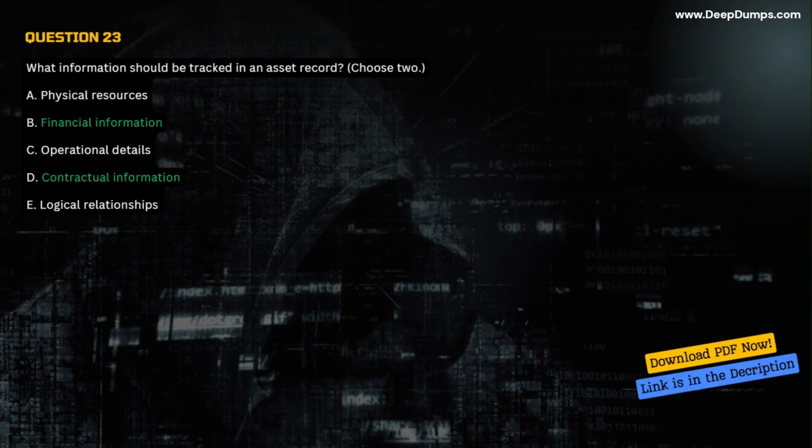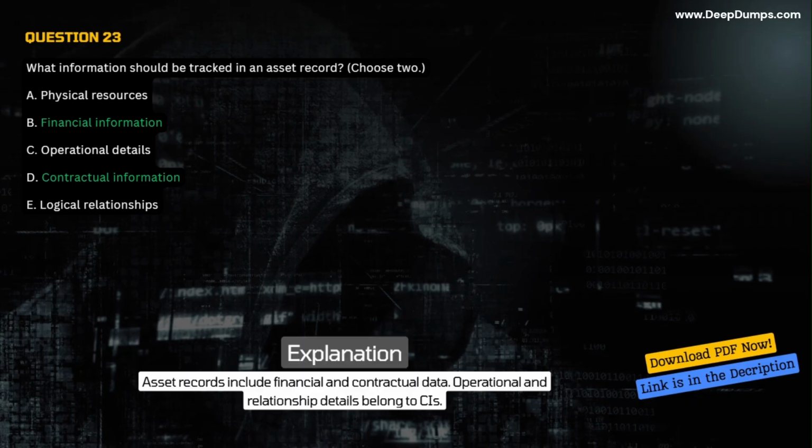Correct answer B and D. Financial information. Contractual information. Explanation. Asset records include financial and contractual data. Operational and relationship details belong to CIS.